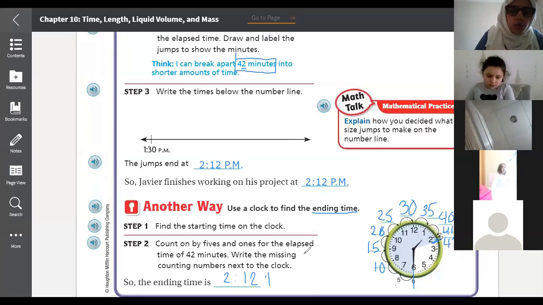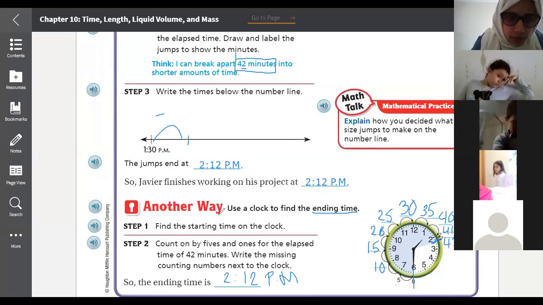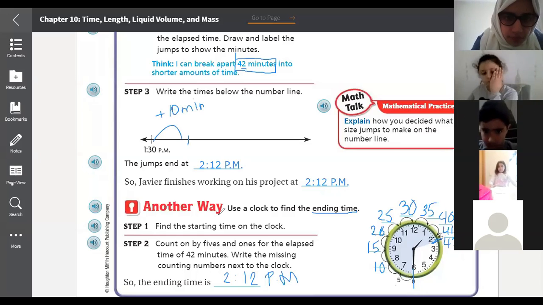I'm going to rewrite the number line here for you guys. So 10 minutes plus 10 minutes. Please make sure your number lines are proper.